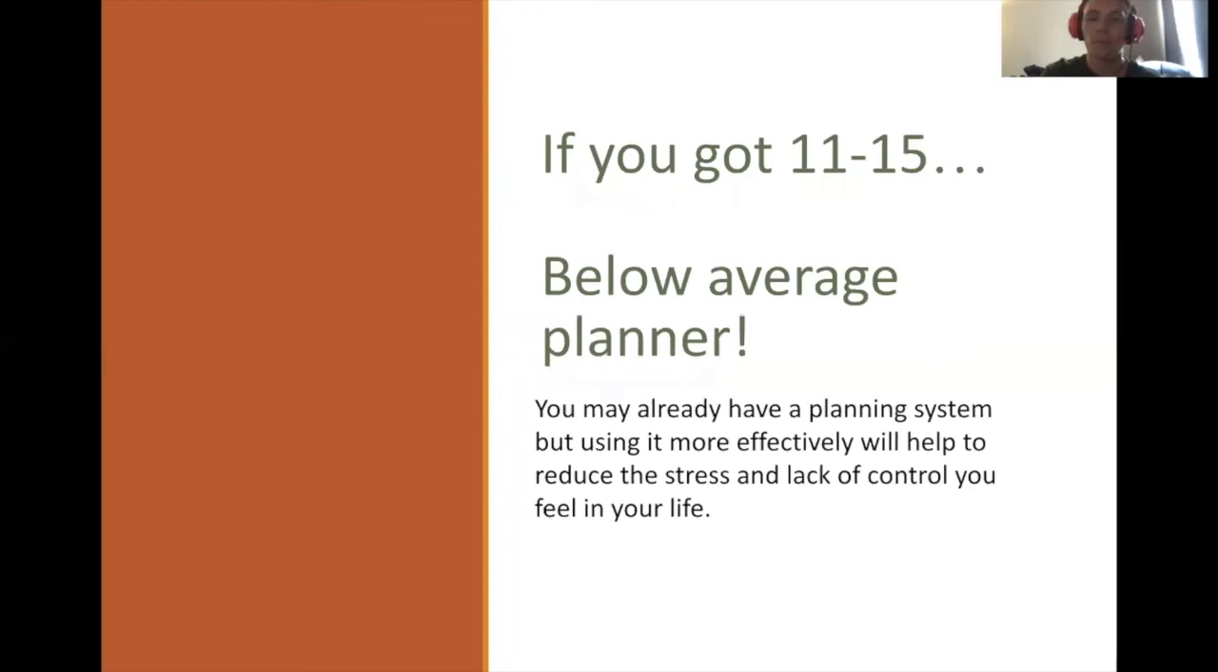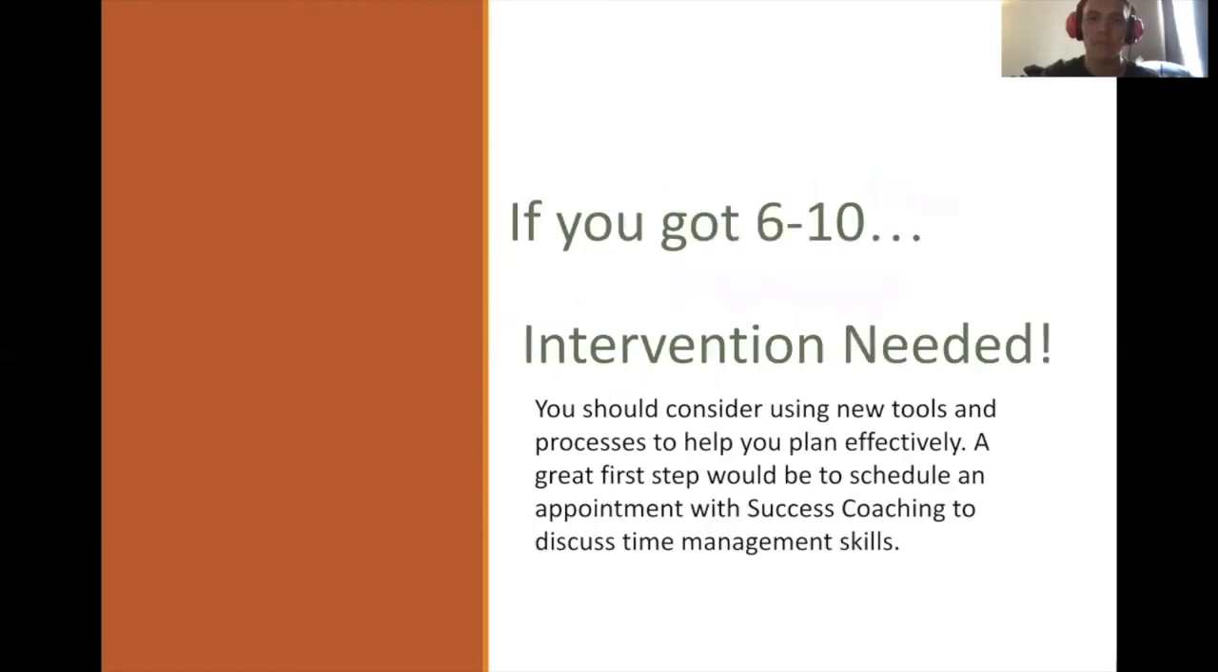If you got anywhere from 11 to 15, you're a below average planner, which isn't a bad thing. You have that planning system, but maybe you want to learn how to use it more effectively and figure out how to reduce stress and lack of control that you feel in your planning abilities. And then from 6 to 10, this is where I say intervention is needed. You should consider using the tools in progress to help you plan efficiently.